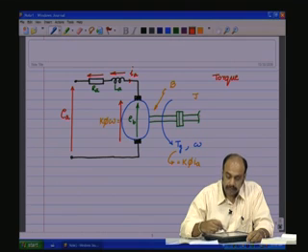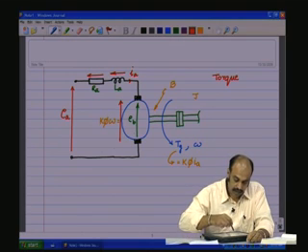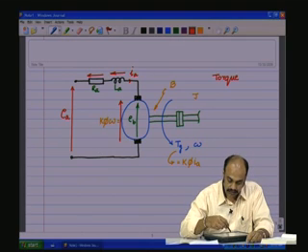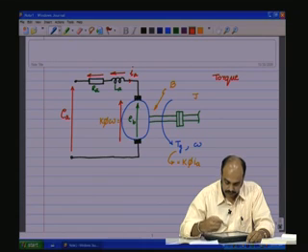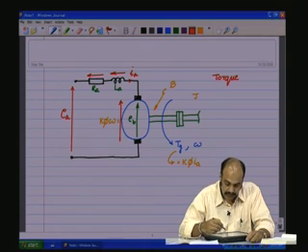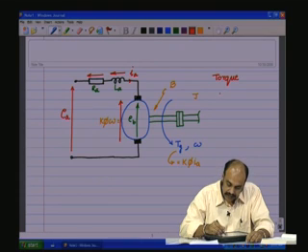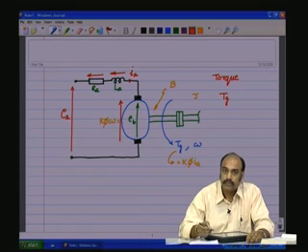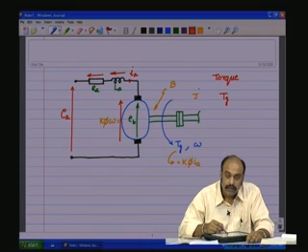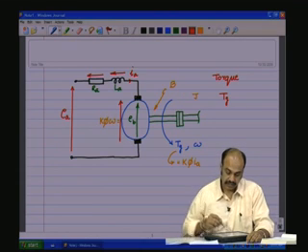The speed is common, like the current being common in the electrical circuit; the speed is common to all the things connected to the shaft of the armature. The sum of the potentials, which in this case means the torque, should be equal to 0, like Kirchhoff's voltage law. So the generated torque Tg should supply J d omega by dt and also b omega, and if there is any other load torque, that component also.